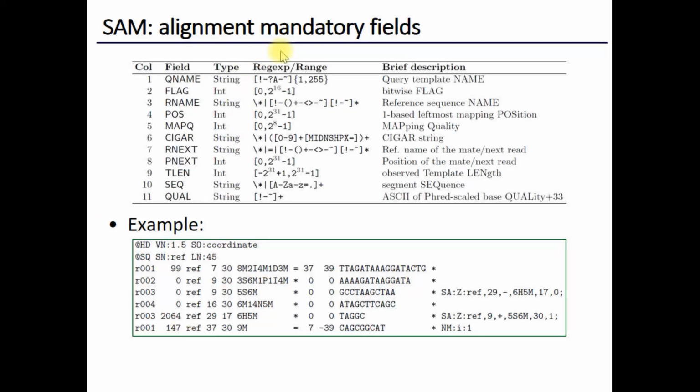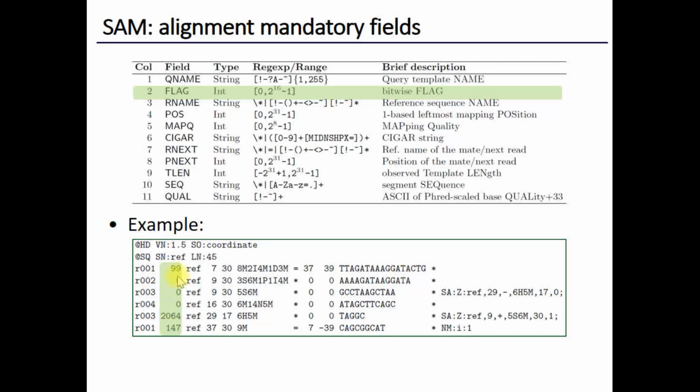The alignment section has two different kinds of fields. One is mandatory fields, and on the next slide I will introduce the optional fields. Mandatory fields have 11 columns. The first column is the read name. The second column is the bitwise flag.